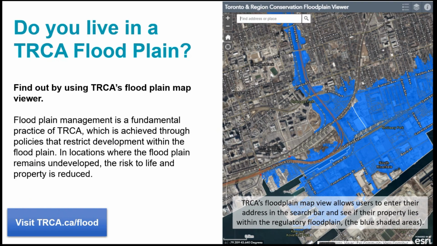Our floodplain map viewer allows users to enter their address in the search bar above and see if their property lies within the regulatory floodplain. This is the blue shaded area seen on the picture here on the right. The description here is the floodplain is the area adjacent to a watercourse that would be inundated during a major flood event. The floodplain spill area, another description you will see while using the tool, is where floodwaters are not physically contained within the valley or stream corridor and exit into surrounding lands.